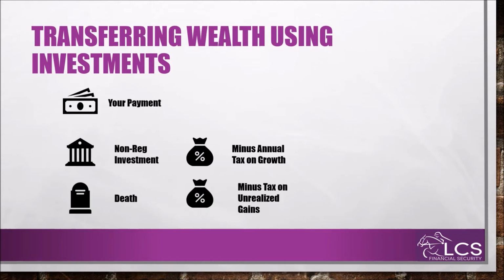This slide shows the way investments are taxed. So you have your payment that goes in at the top into a non-registered investment. On the right, it shows that that is now taxed annually on growth. When you die, the value is taxed again on unrealized gains. It's one of the only times within the Canadian tax code that the same dollar, potentially, is taxed twice.